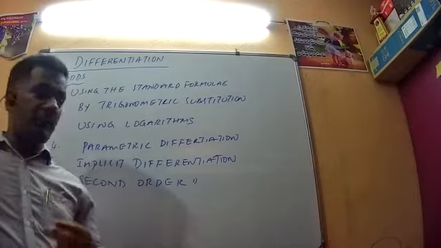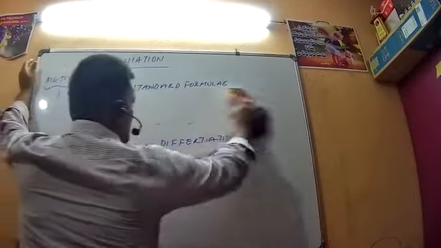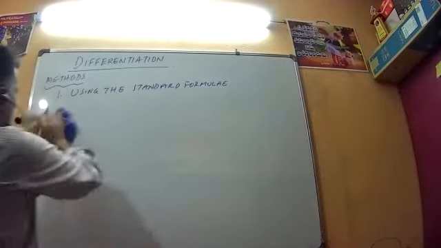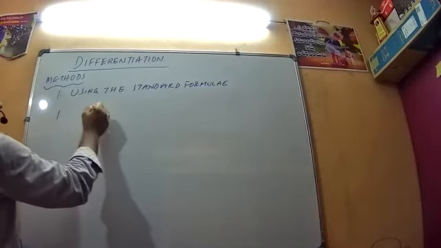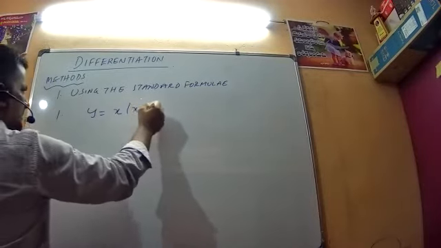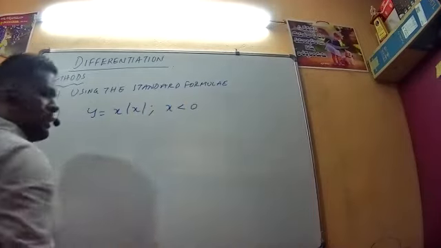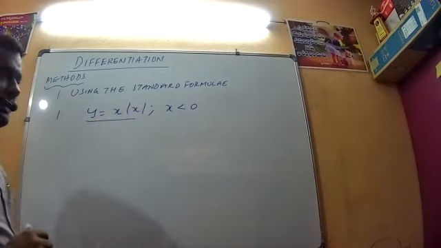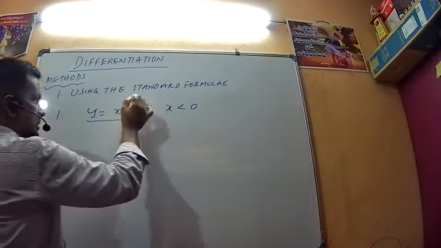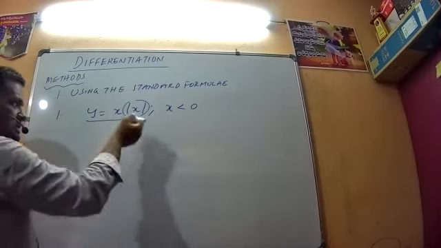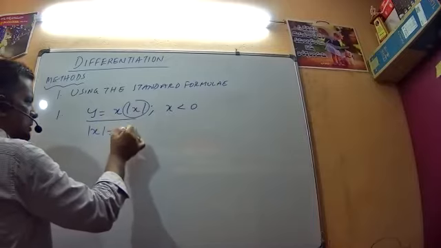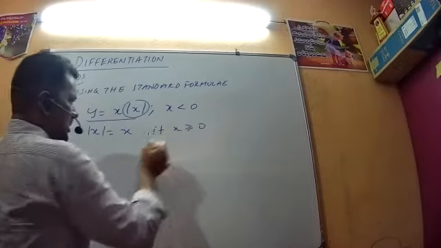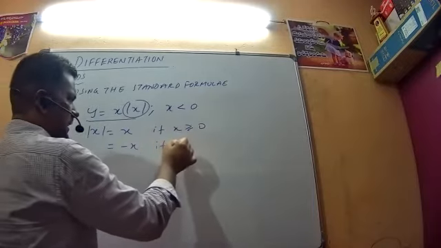Let us revise one by one very carefully with the help of some problems. Suppose, consider the problem y is equal to x into mod x, where x is less than 0. We are asked to find the derivative of this y. Here we need to concentrate on the modulus function. Mod x is defined as x if x is greater than or equal to 0, and mod x is equal to minus x if x is less than 0.